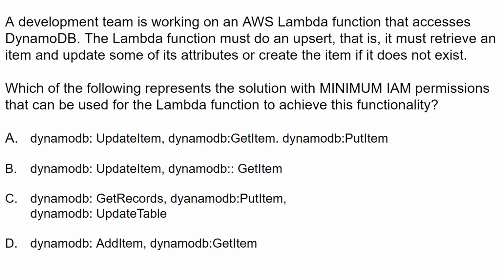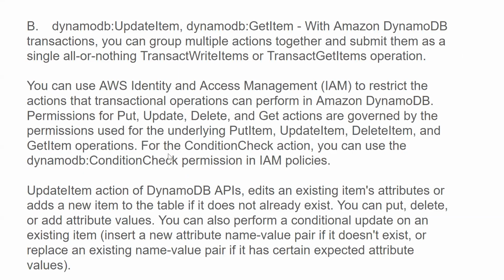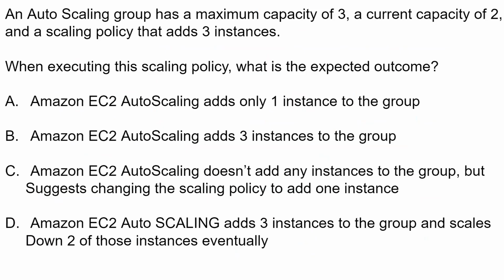B, update item, get item. C, get records, put item, update table. D, add item, get item. Okay, B, update item and get item. The key part is update item will edit an existing item's attributes or add a new item to the table if it doesn't already exist. That's the key point there.